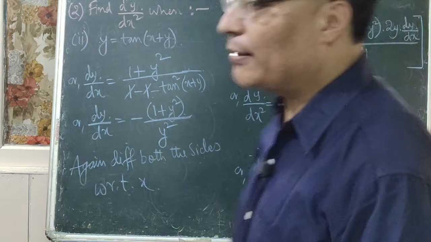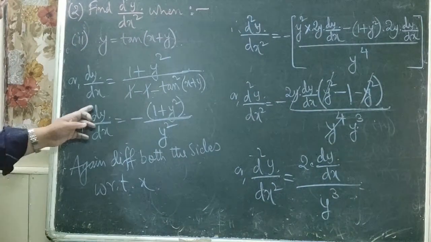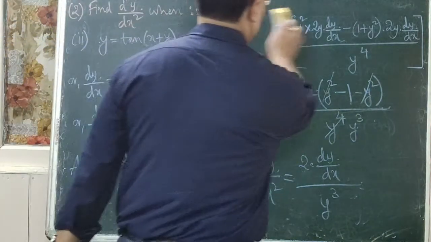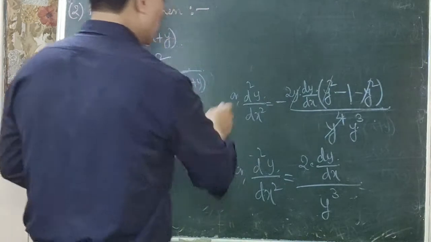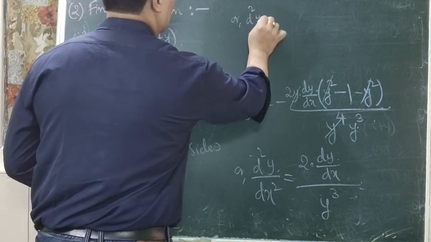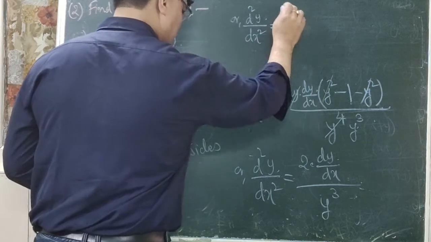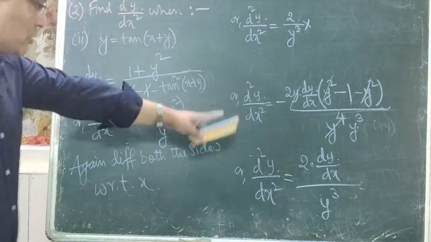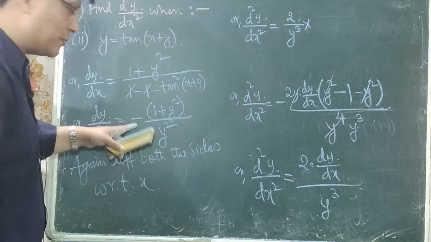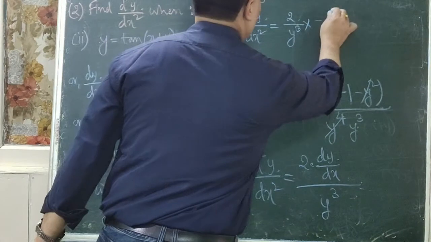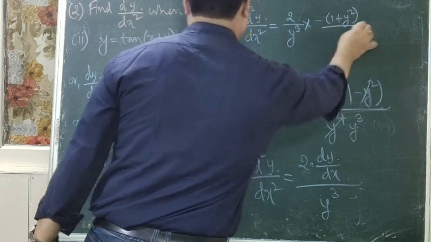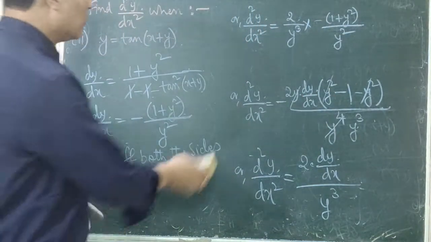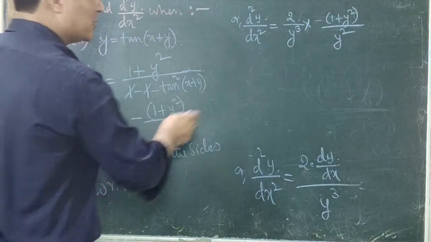Now we will put the value for dy by dx here, right? So what is the value for dy by dx here? It is minus 1 plus y square by y square. Okay. So I am rubbing this one. So d2y by dx square is equal to 2 by y cube into, what is dy by dx? This one is dy by dx, right? So minus 1 plus y square divided by y square. Is that clear now? So now let us simplify it to get the value for d2y by dx square.